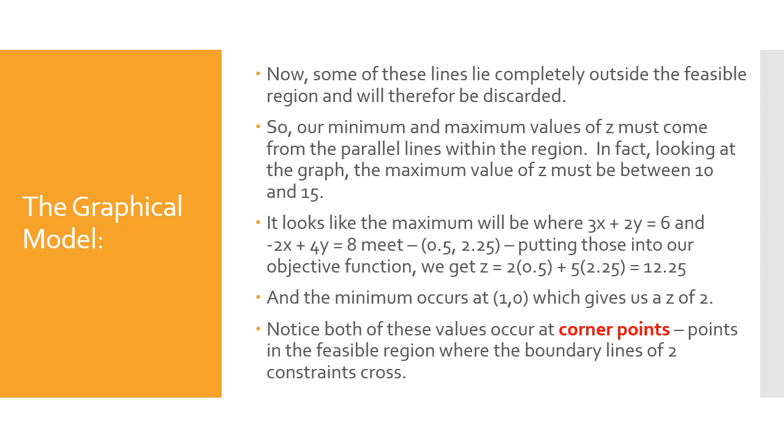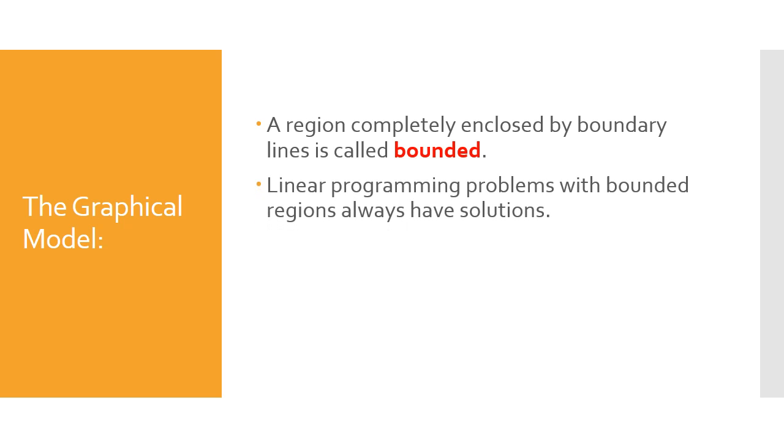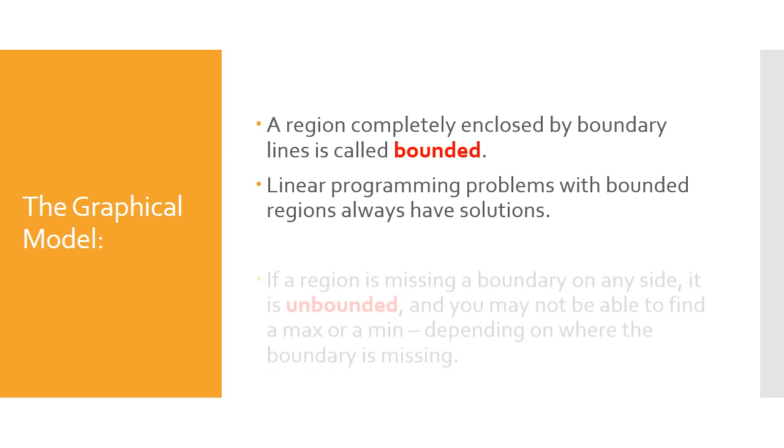Now again, if you will look back at the graph, you'll notice that both of these values occur at corner points. Corner points are the points in the feasible region where the boundary lines of two constraints cross. Now, if our region is completely enclosed by boundary lines like the last one, it is called bounded. Linear programming problems with bounded regions will always have solutions. In other words, if your region is completely bounded, there will be a maximum and there will be a minimum, at least one of each.